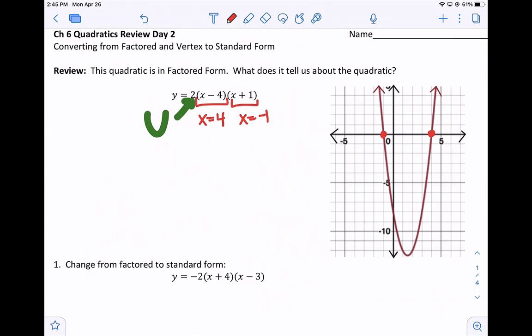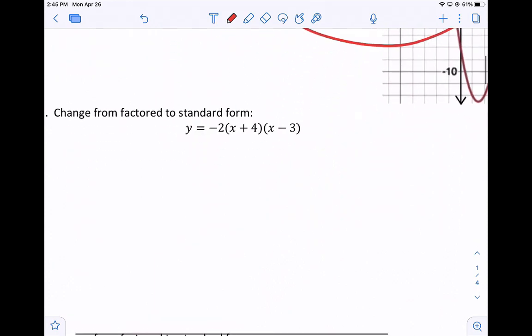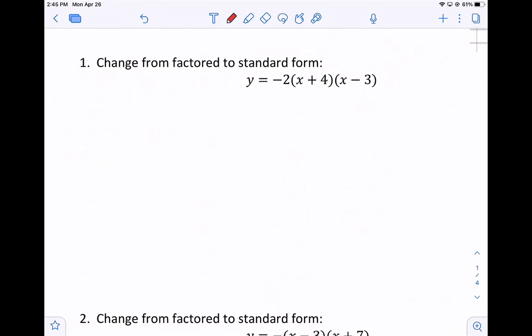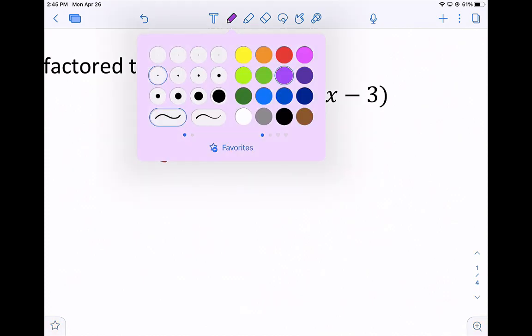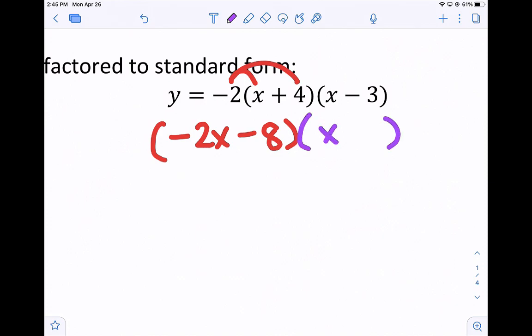So if you take a look, here, let me draw my arrows here. All right, so converting it from factored to standard form, we're going to multiply this out. And since we have 3 things here, the first step is to choose any 2 to multiply together first. So I might just take this negative 2 and distribute it and get negative 2x minus 8.